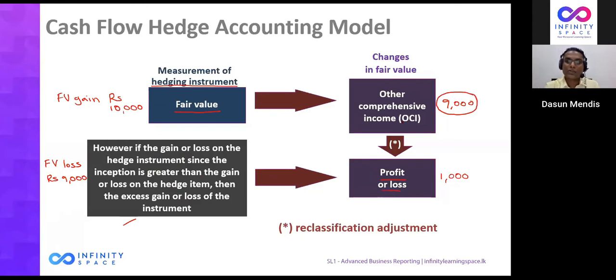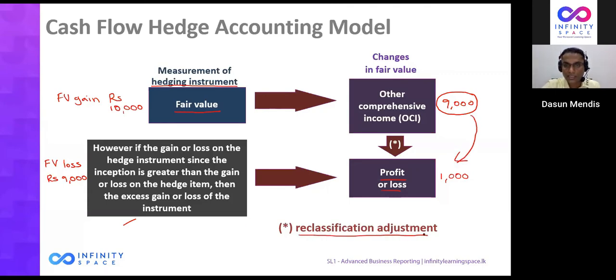Then this 9,000, through other comprehensive income, you take to an equity reserve called cash flow hedge reserve. In this question, we had a cash flow hedge reserve. Then this is actually an other comprehensive income item which may be reclassified to the income statement in a future period. That means once the forecasted cash flow transaction occurs, what is included in the cash flow hedge reserve, you reclassify to the P&L through other comprehensive income as what?